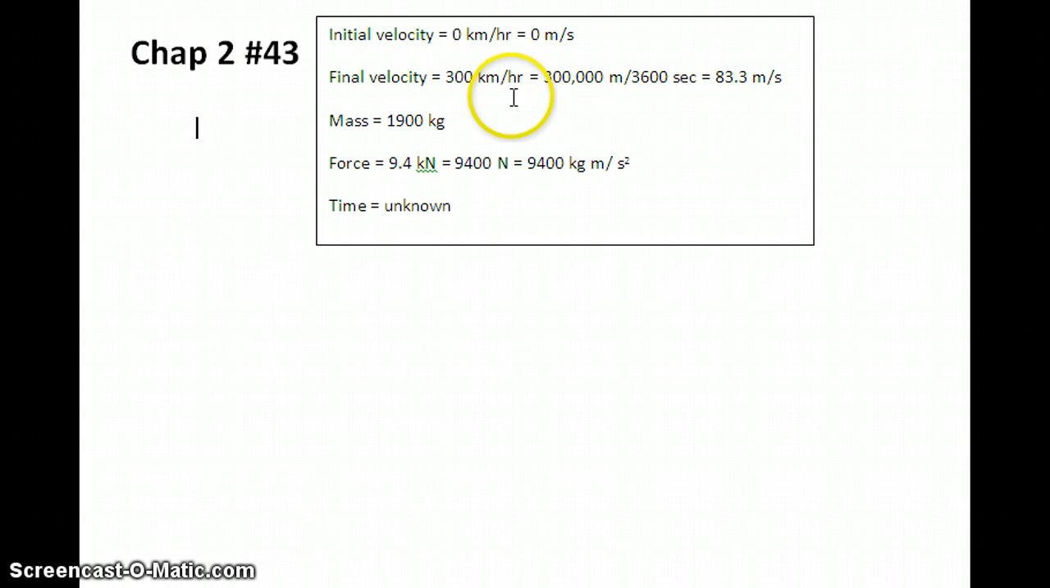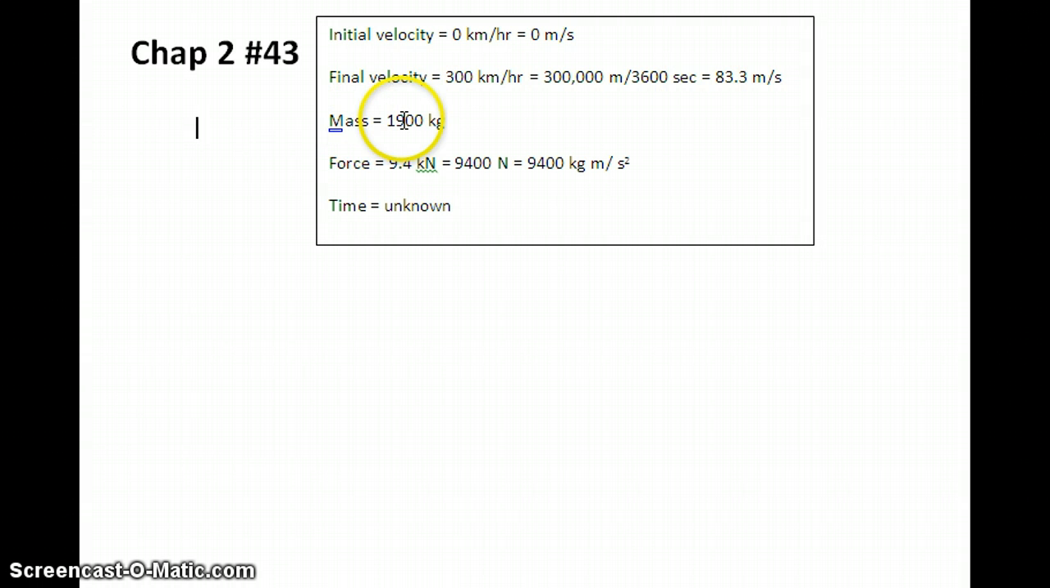So 300 kilometers per hour, kilo means 1,000, so that's 300,000 meters per hour. We convert that into seconds. 1 hour is 3,600 seconds. So 300 kilometers per hour equates to 83.3 meters per second. And again, I always strive to get into SI units.